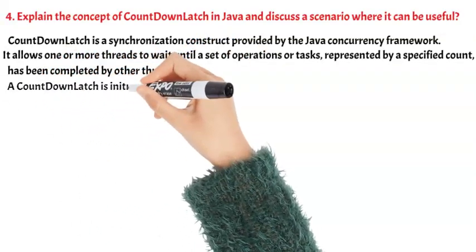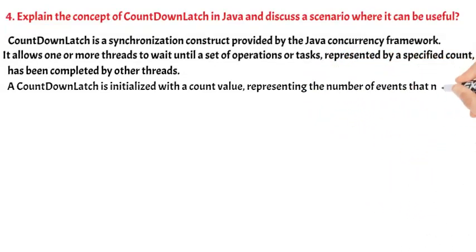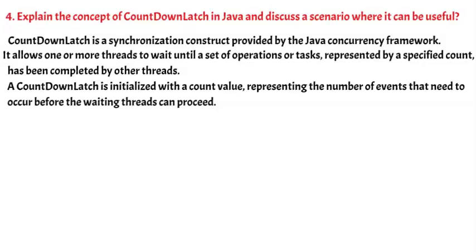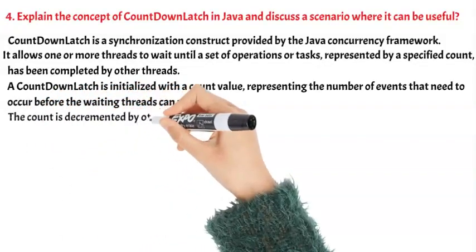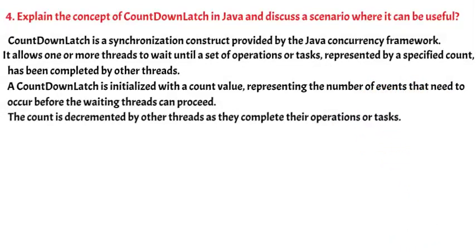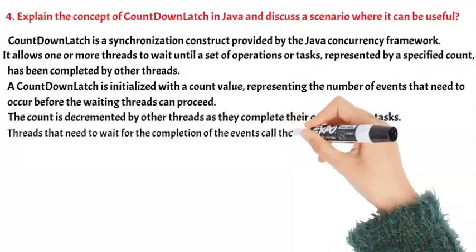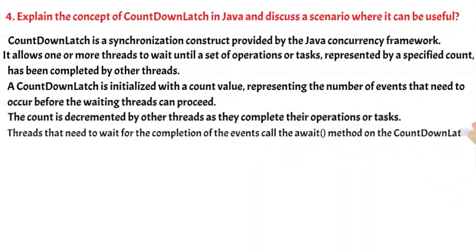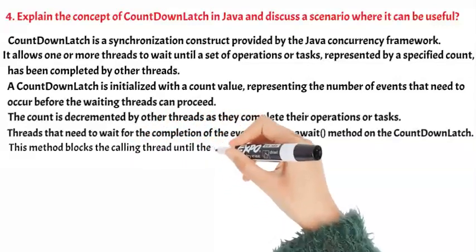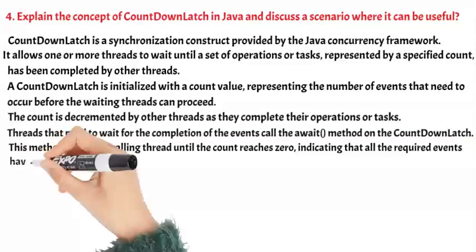A CountDownLatch is initialized with a count value, representing the number of events that need to occur before the waiting threads can proceed. The count is decremented by other threads as they complete their operations or tasks. Threads that need to wait for the completion of the events call the await method on the CountDownLatch. This method blocks the calling thread until the count reaches 0, indicating that all the required events have occurred.